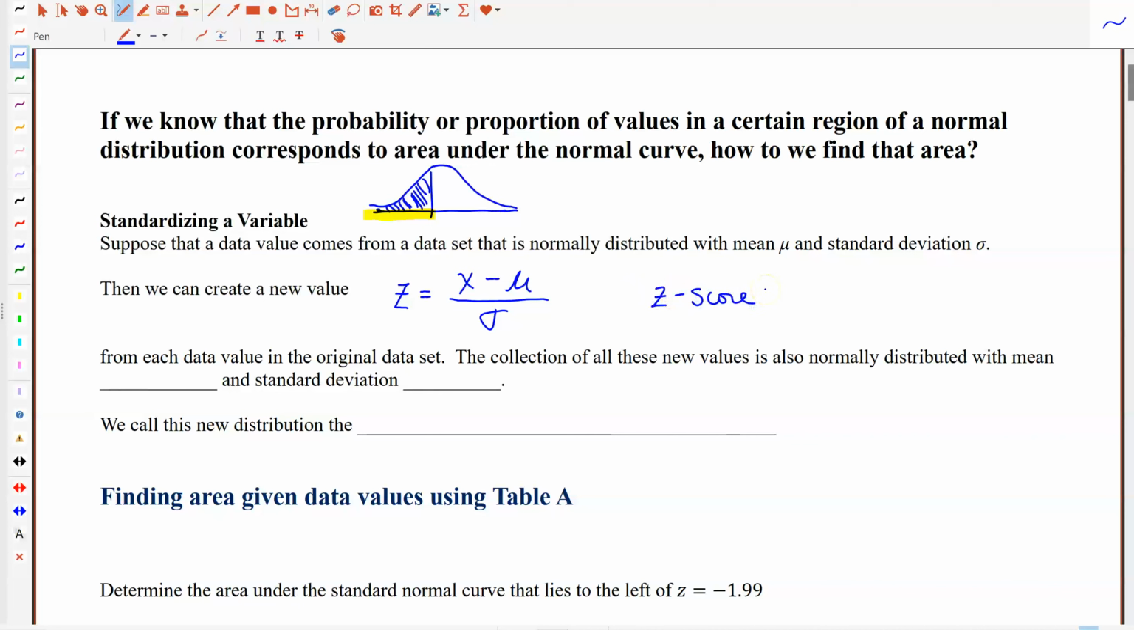So I can create this new value from any of my original data values by doing this computation. If I collect all of these new values, it will also be normally distributed. And that new data set that I've just created, which has a bunch of z-scores, will have mean 0 and standard deviation 1. We call this new distribution that has all of these z-scores in it the standard normal distribution.